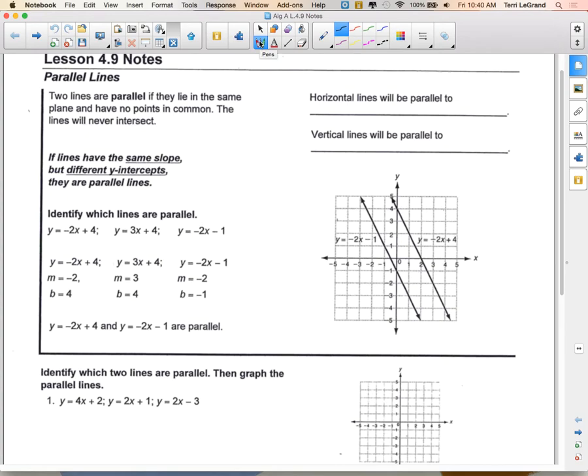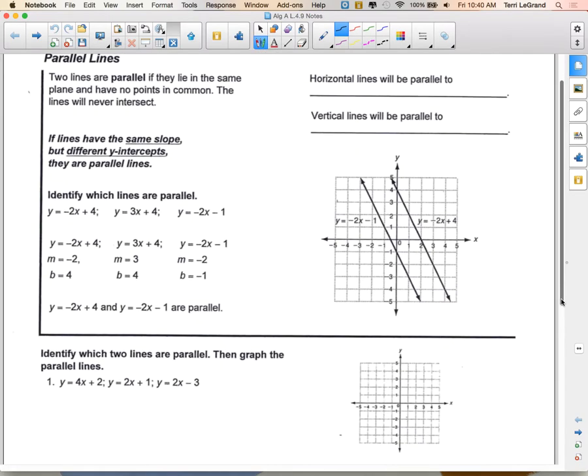So we are skipping over lesson 4.8 and we're going into lesson 4.9. Lesson 4.9 deals with both parallel lines and perpendicular lines. We're going to start with parallel lines. That's why we did the exploration on those. So I want you, right now, to put a box or circle around something. I want you to point out what the definition of parallel lines really is.